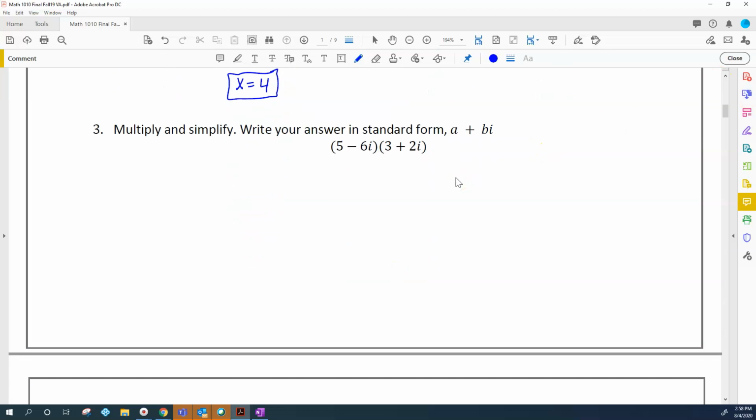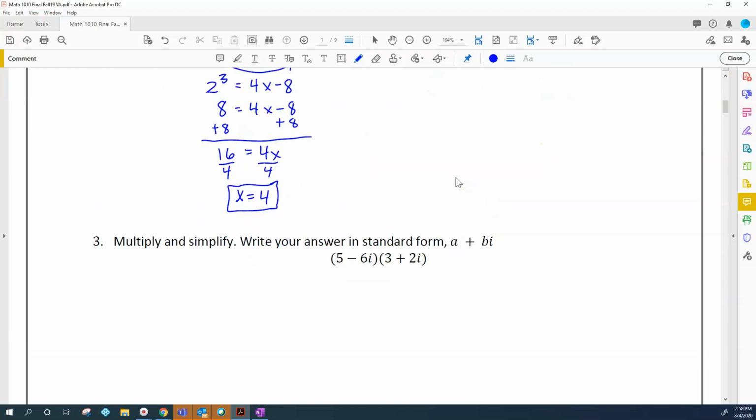Right, so when we have something like this, let me keep that there in case some of you need to still see that work. When we have these multiplied together, we are just FOILing these, right? So I'll do 5 times 3 is 15. 5 times 2i is 10i. And I get negative 18i. And then negative 12i squared, right?